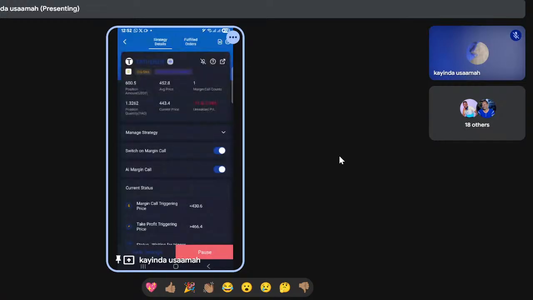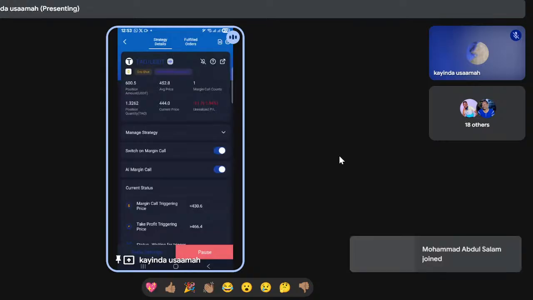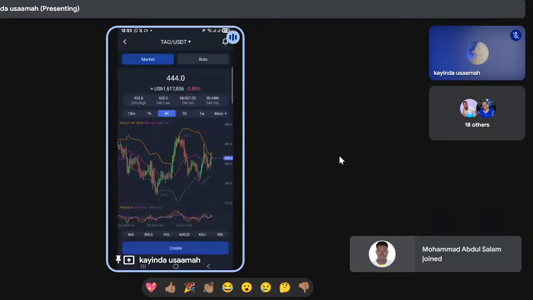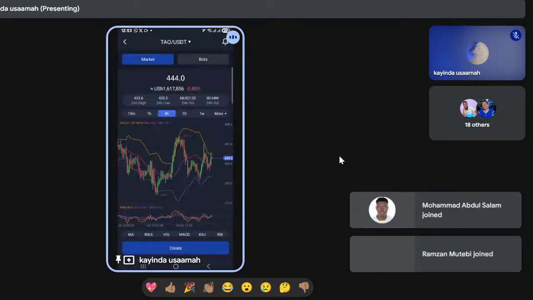Now, first of all, this is the name of the coin. It's called, for example, Tau USDT. Here there is an icon of candles. Those who want to read candles of this coin, you can always tap there and you see the candle.